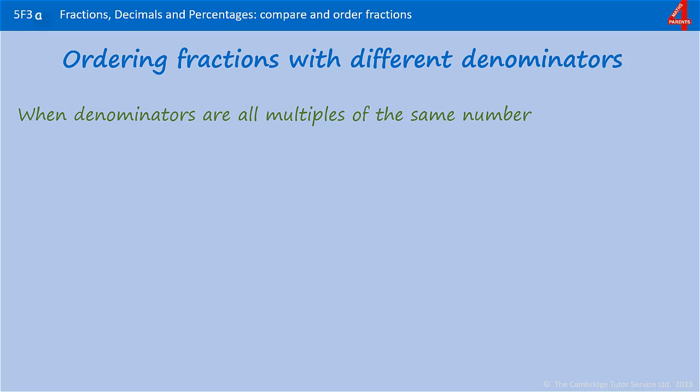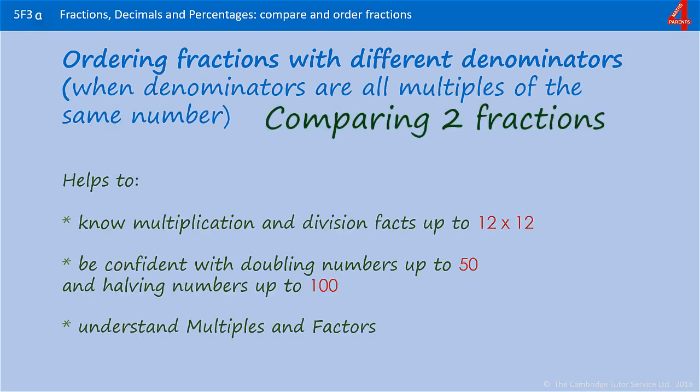Ordering fractions with different denominators, but the denominators are all multiples of the same number. Before doing this, it really does help to remember the multiplication and division facts up to 12 times 12. It just takes longer if you don't know them. It helps to be confident with doubling numbers up to 50 and halving numbers up to 100. And it really does help if you understand the concepts of multiples and factors, because they're going to get used a lot within this.